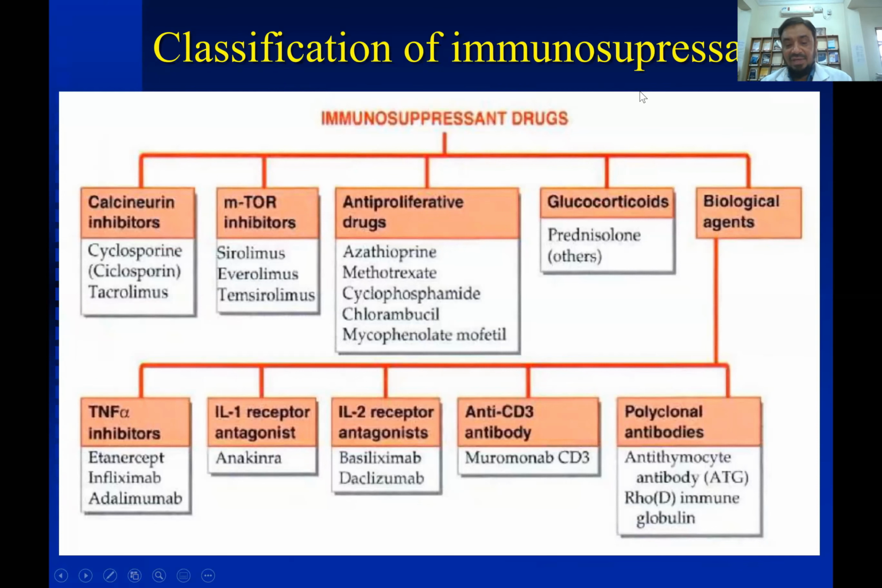So this is the classification once again for immunosuppressant drugs. And for the anti-proliferative drugs, go to cancer chemotherapy. For glucocorticoids, go to the lecture on corticosteroids. TNF alpha inhibitors and IL-1 inhibitors have been covered along with the drugs used in rheumatoid arthritis.